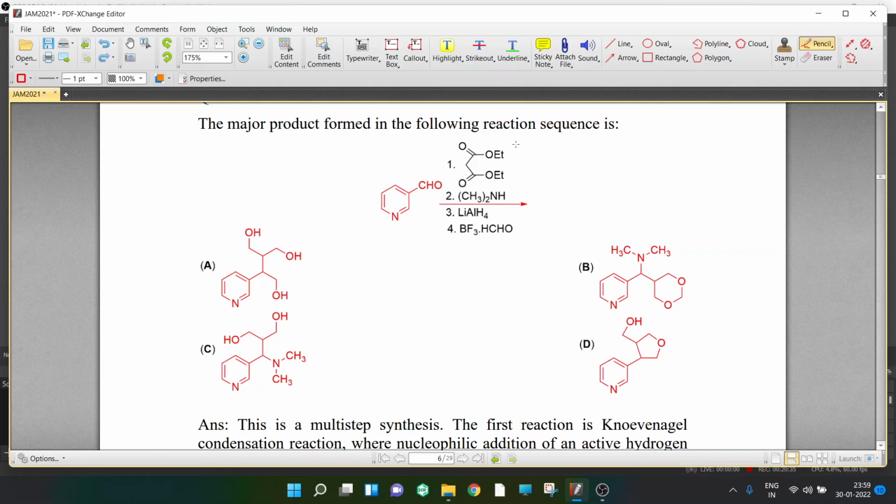And then you are first reacting with this, looks like OMS, diethyl malonate, and then second you are reacting with dimethylamine, then reducing with LiAlH4. Finally, you are adding HCHO in presence of BF3. So it looks like they are going for acetal protection. Let's watch.